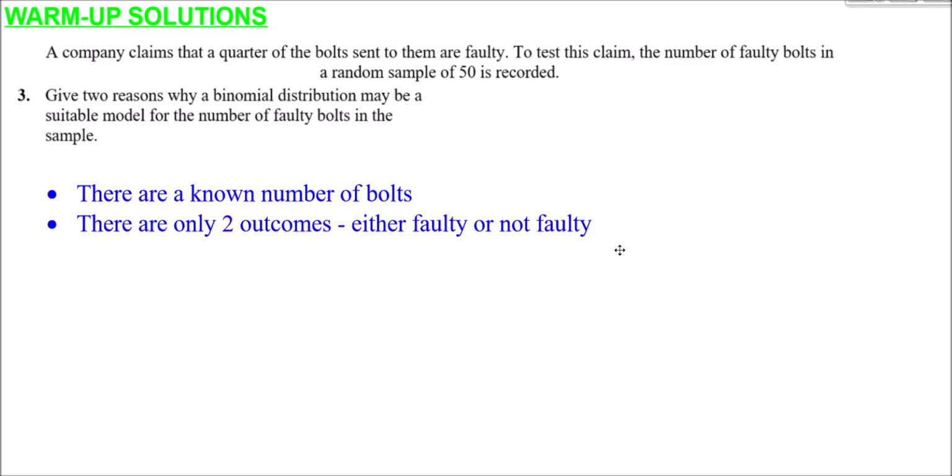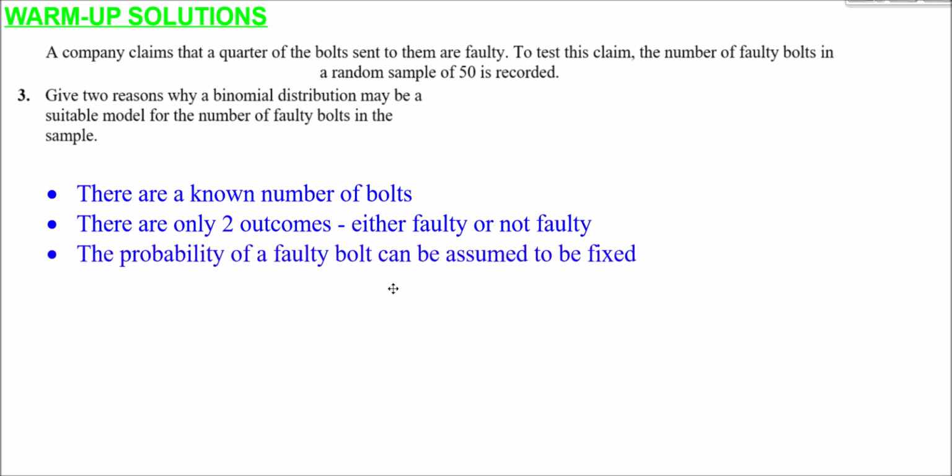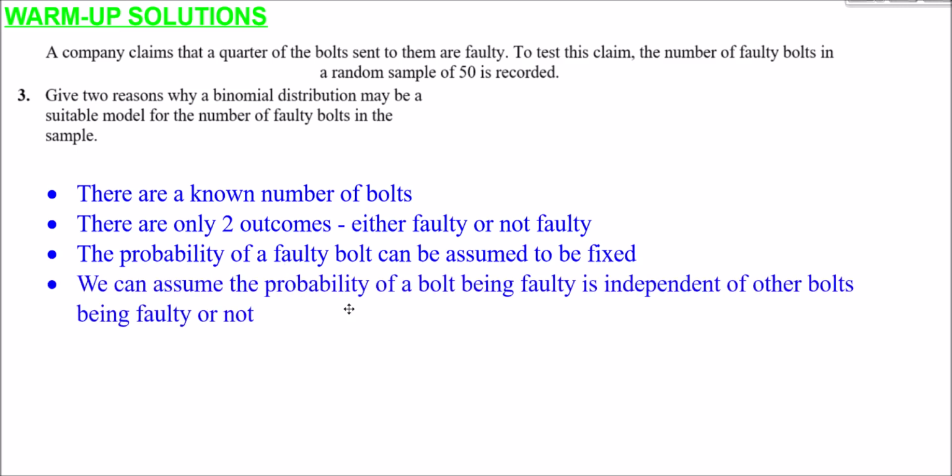The other thing he could have said, probably not in this case, but in another question, could be that the probability of a faulty bolt can be assumed to be fixed. The probability for a binomial distribution has to be fixed for us to use it. Or the fourth one, we can assume the probability of a bolt being faulty is independent of other bolts being faulty or not. And that again is something you need to hold true for a binomial distribution to be used. But these first two are the two I'd go for for question 3.